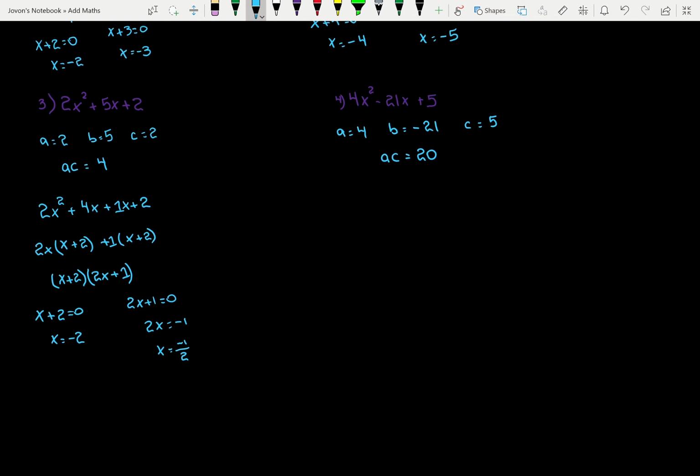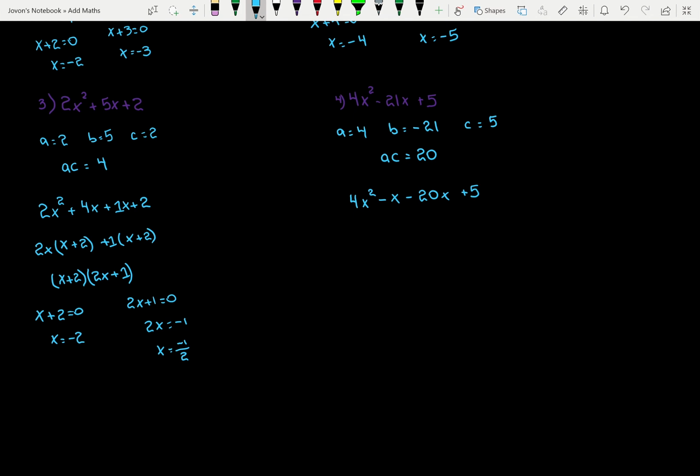So if we look at the numbers minus 20 and minus 1, minus 20 plus minus 1 will give you minus 21. And minus 20 multiplied by minus 1 will give you 20, okay? So we'll have 4x squared, plus minus x, minus 20x. Notice minus x minus 20x will give you back minus 21x, plus 5.